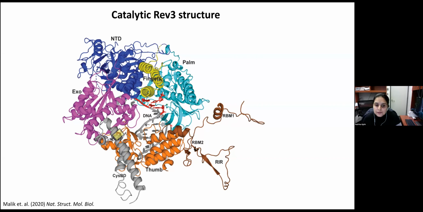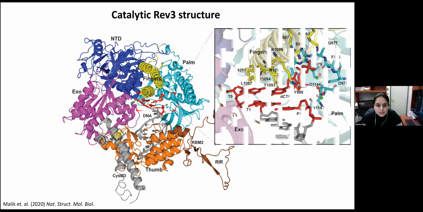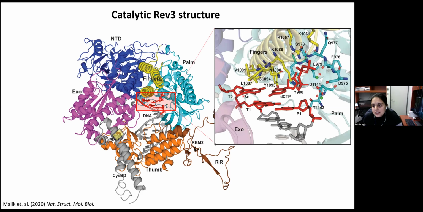The duplex portion of the DNA is held by the thumb. And then if we zoom into the active site, we see that the T0 P0 base have these fingers in a closed conformation.